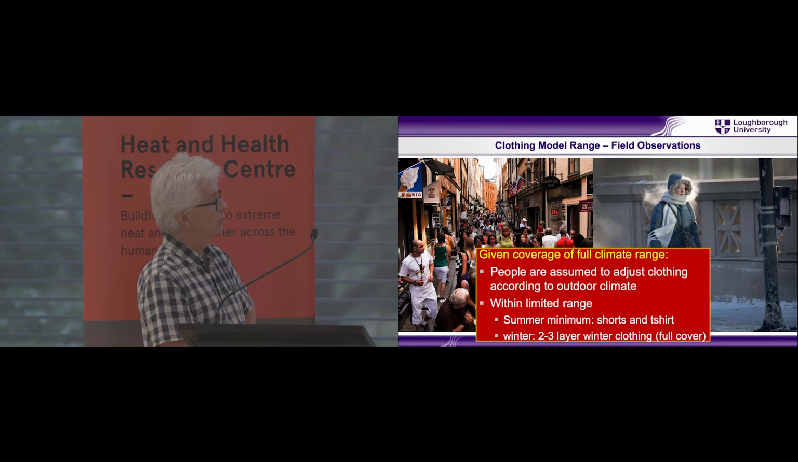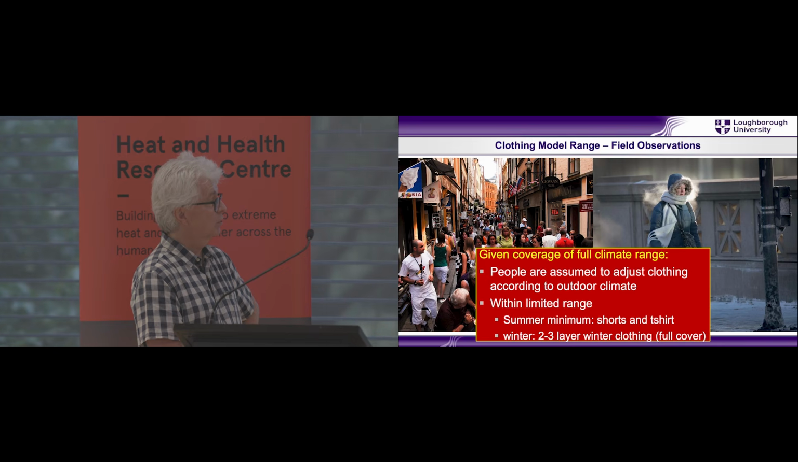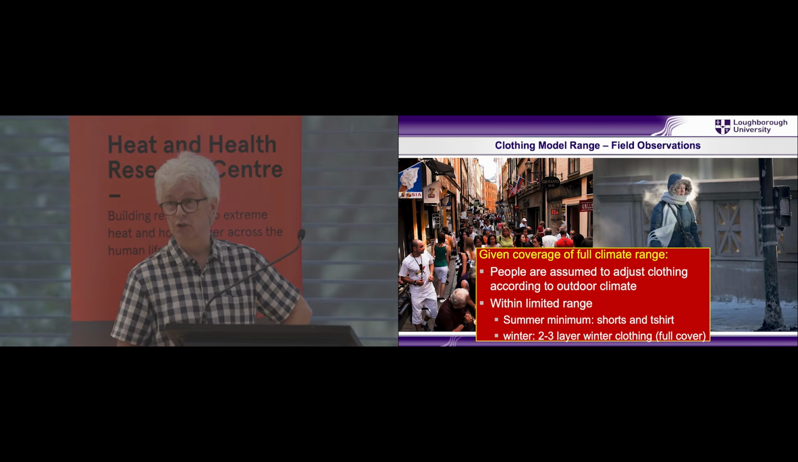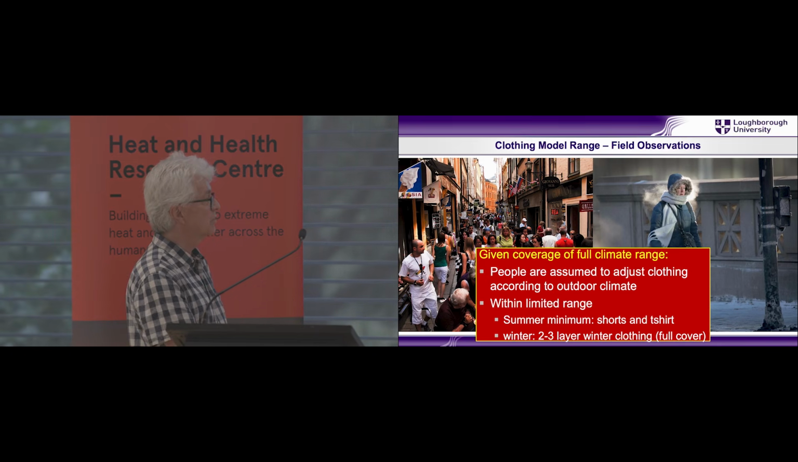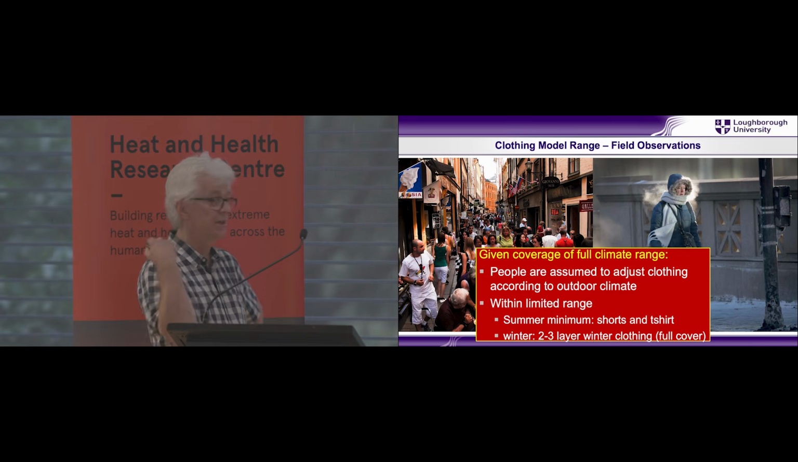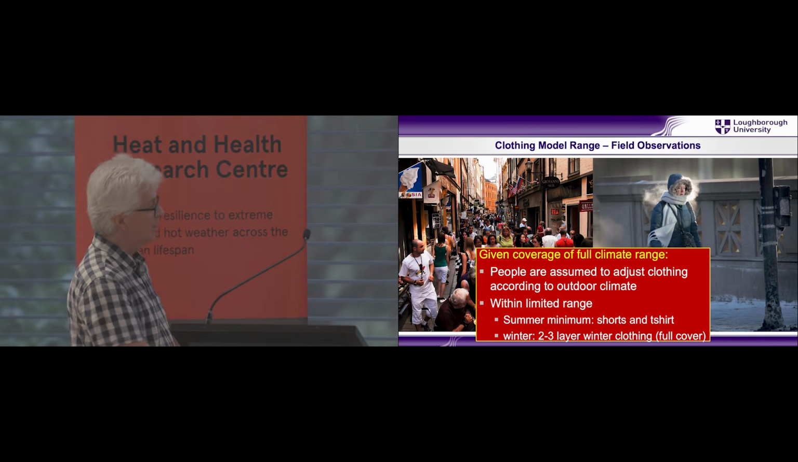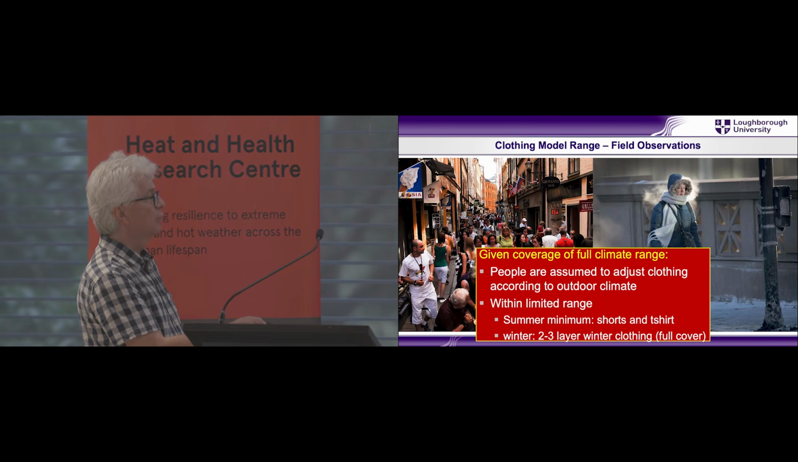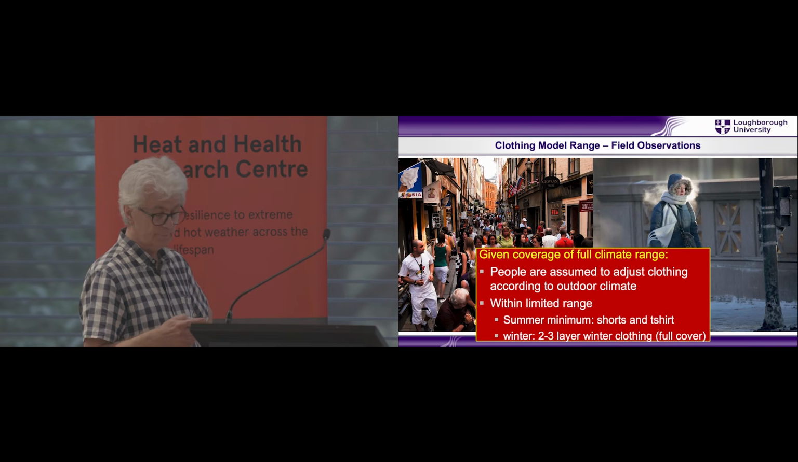People are assumed to adjust clothing according to the outdoor climate, but within a limited range. So in the summer, the minimum was shorts and shirts. So in terms of decency, we thought that was acceptable, so not the bikinis as I've seen at the beach here. And in the winter, 2 to 3 layers of winter clothing.